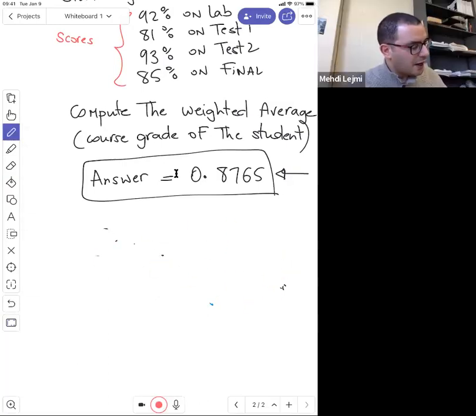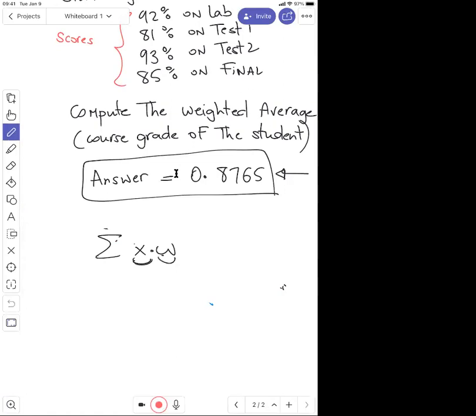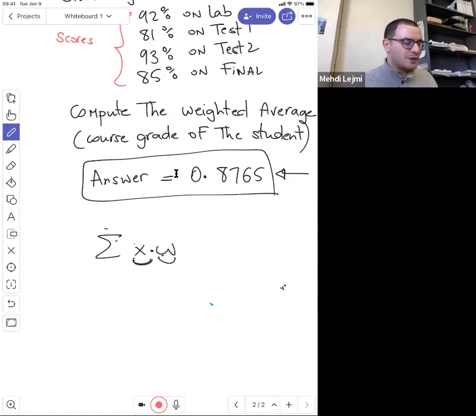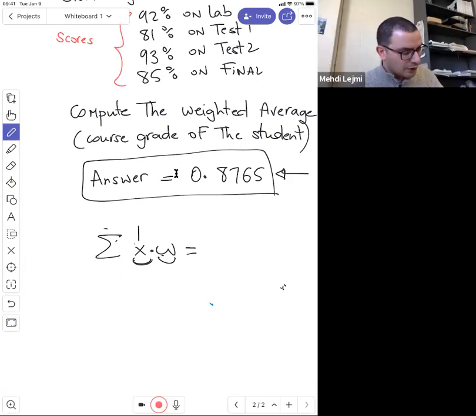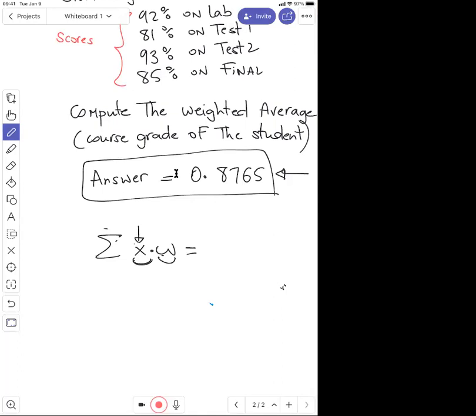Yes. So what I'm saying, the top is always the X times the W. So the score times the weight. Of course, you don't have only one score. You have your lab score, you have your score in the test, you have your score in the final, etc., right? So hold on, Professor. I'm trying to remember it. So the scores, I'm going to multiply all the scores individually? Yes. Each score, you're going to multiply by the corresponding weight.